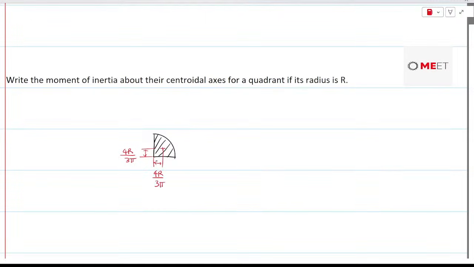Now here if we apply the parallel axis theorem, then that is I is equal to I bar plus a times d square. So it is going to be a complex expression. Instead you can memorize that the moment of inertia about the x axis as well as the y axis is equal to 0.055 r power 4. This would be for the 1/4 of circle.